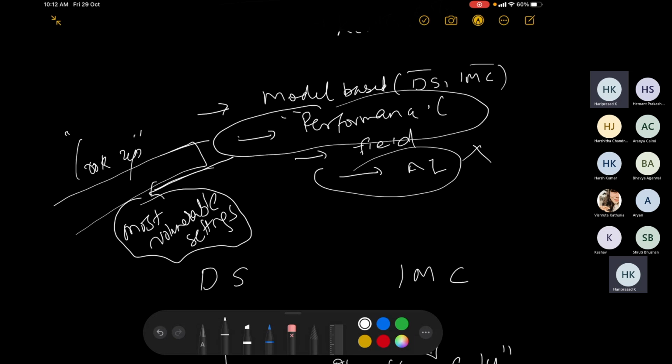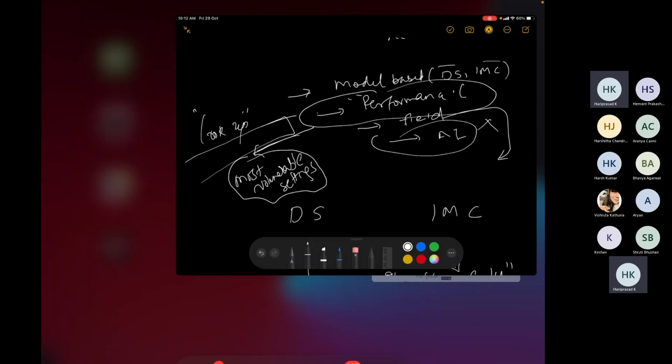And the third is field implementation, where you are given a chance to go and do some experiments in the field, collect the data, and come up with the control settings. So we are now going to embark on these two topics. Any issues at the moment?